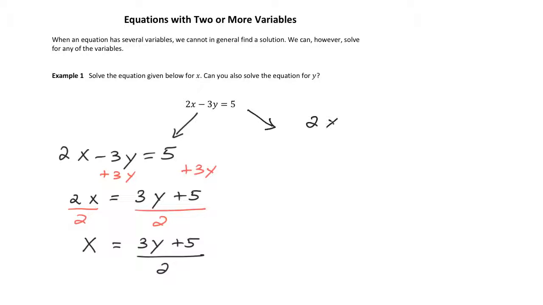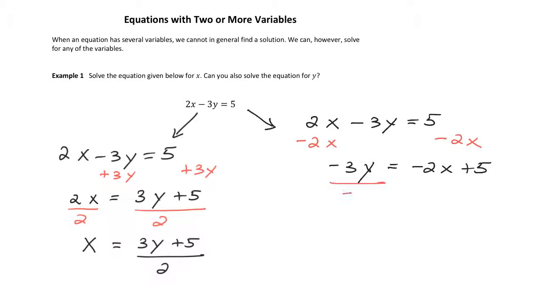So we have 2x minus 3y is equal to 5. Just to note that I think we're going to get something different. It'll look similar, but it will not be the same. So I'm going to subtract 2x from both sides. This leaves me with negative 3y is equal to negative 2x plus 5. And now I will divide both sides by negative 3. And I'm left with y is equal to negative 2x plus 5 divided by negative 3.